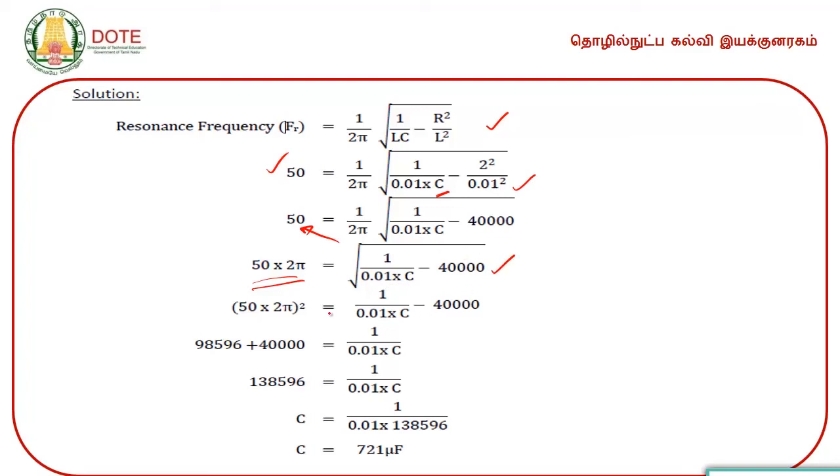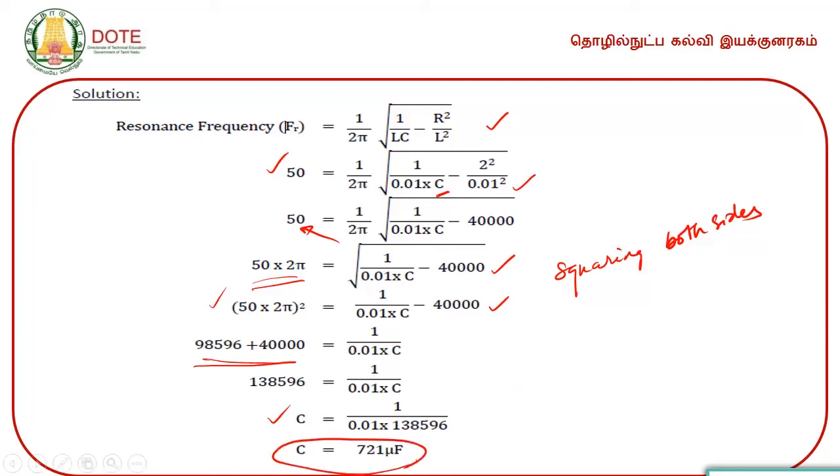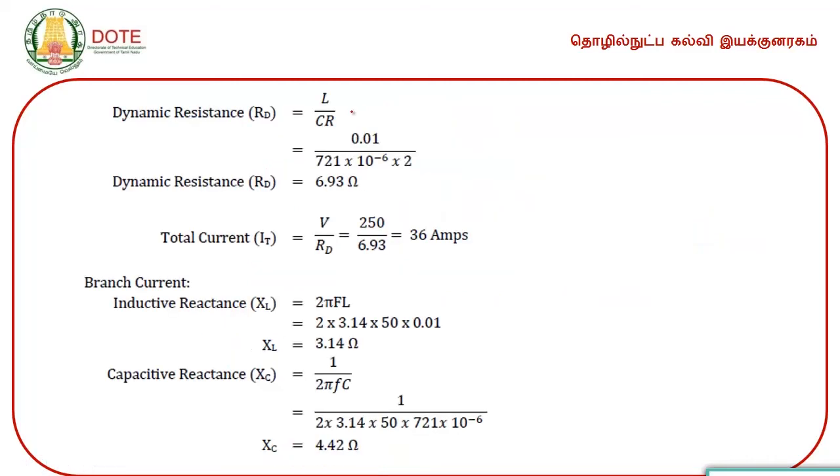Again squaring both sides, we have 50 into 2 pi the whole square is equal to 1 by 0.01 into C minus 40,000, as the square root will go off. So, expanding this and simplifying, bringing the C value to the left hand side, we have the value of C as 721 microfarad.